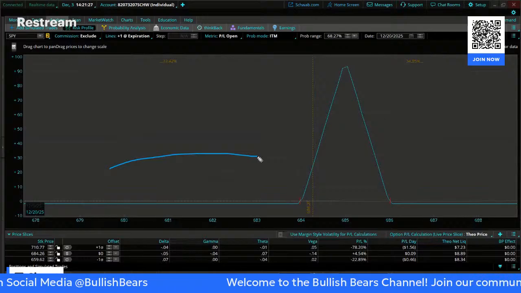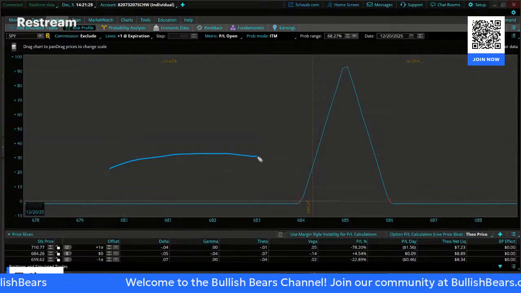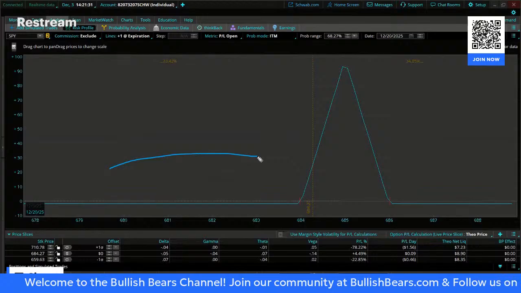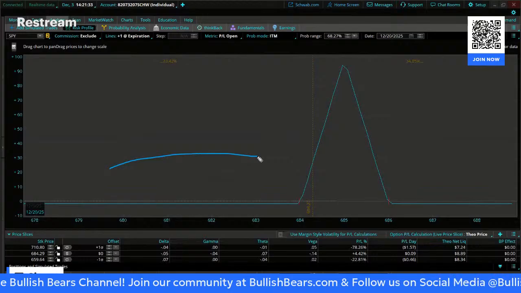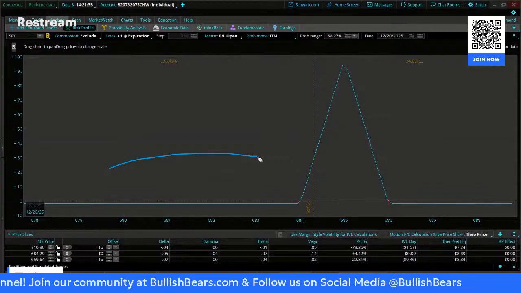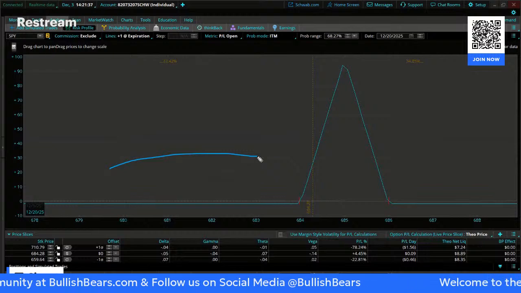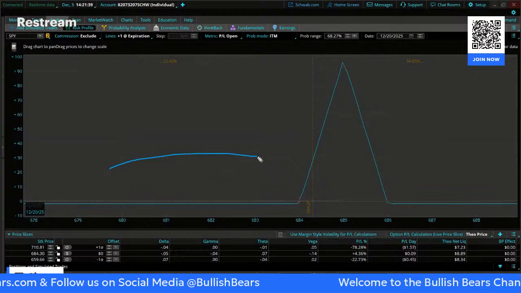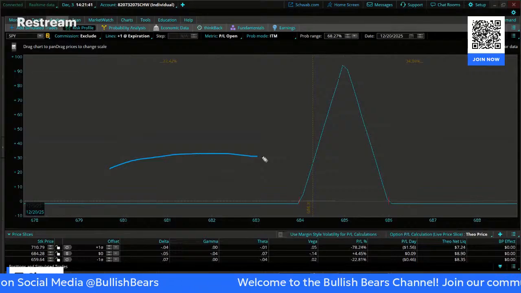And remember, the max loss is what you paid when you bought the butterfly. It won't get any worse than that. So, worst case scenario, you already know what the maximum penalty is going to be because you paid for it when you opened the trade.